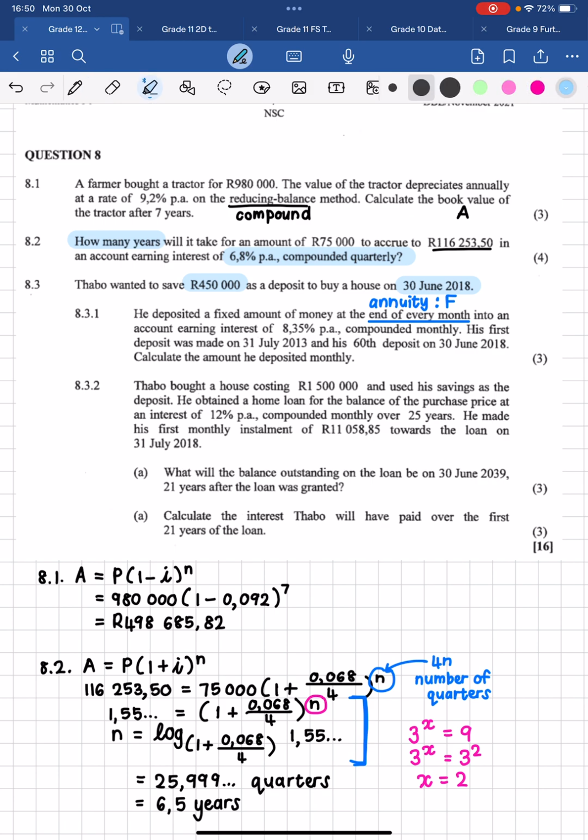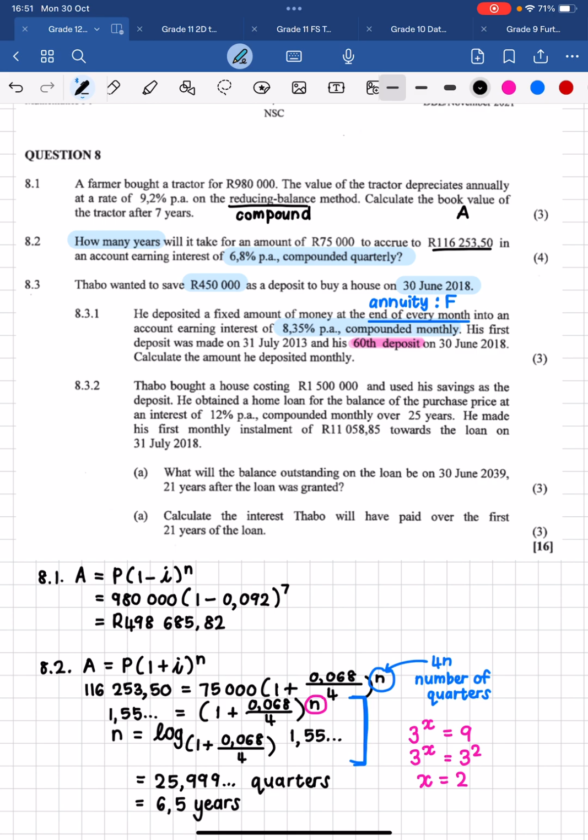Then they are saying that this account earns interest of 8.35% compounded monthly. His first deposit was made on 31 July 2013, and his 60th deposit, guys, that's very nice of them. They're telling us how many payments he has. We don't have to worry about that. We don't have to calculate how many payments there are going to be. N is going to be 60. That's really nice. Calculate the amount he deposited monthly. So for this first question, they want us to calculate X. All right, so let's quickly do that.